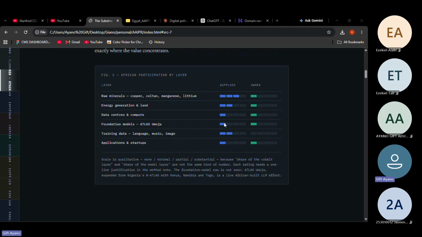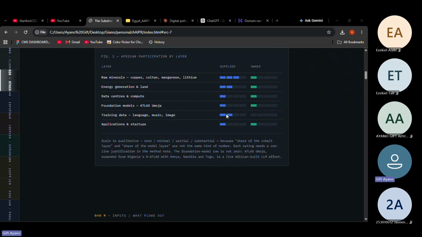In foundation models, I talked about this Atlas Umoja, I think last week, about how we build our own models from scratch, and that's basically the only foundation models I think Africa has as a whole. That's obviously very small compared to the global standard, and ownership is also very small. Training data is partially there, in that people use a lot of our data to train, but ownership is zero. I want to put emphasis on this.